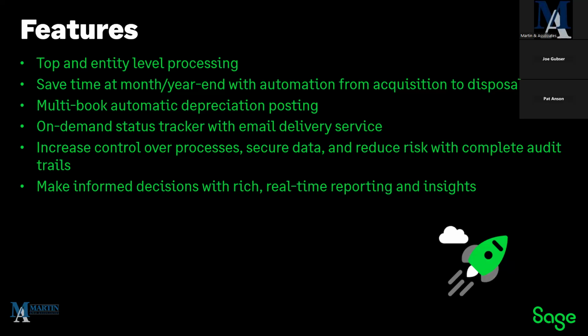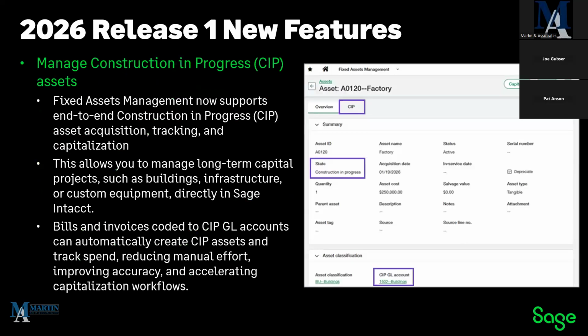There are some email delivery services available based on what you're doing inside of the module. Helps you increase your control over your processes, helps to secure your data, and helps to reduce your risk with complete audit tracking out in the system. And it helps you to make informed decisions with real-time reporting and insights, which is even more amplified with that asset dimension that we talked about before.